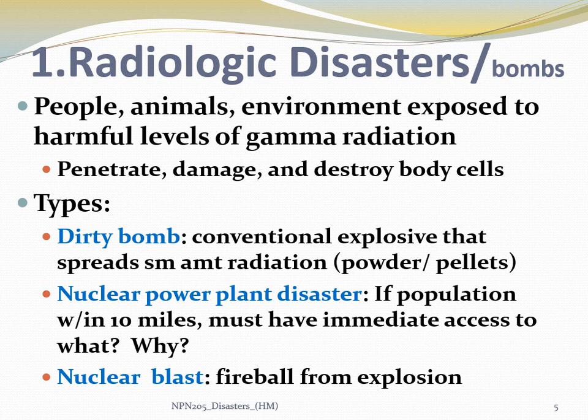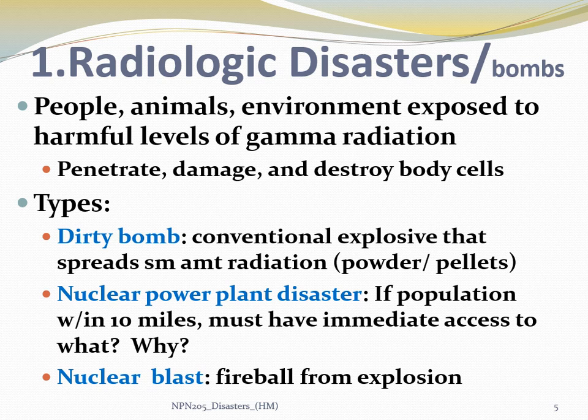Then we have nuclear power plant disaster. So if a population is within a 10-mile radius of a nuclear power plant, they must have immediate access to what? I know it's listed in your book there, but what they must have is potassium iodide, okay? Potassium iodide protects the thyroid gland from absorbing the radiation. So if there is any population within 10 miles of a nuclear power plant, they must have enough potassium iodide on hand for every person to receive it. They must also provide shelter for the people within that 10-mile radius.